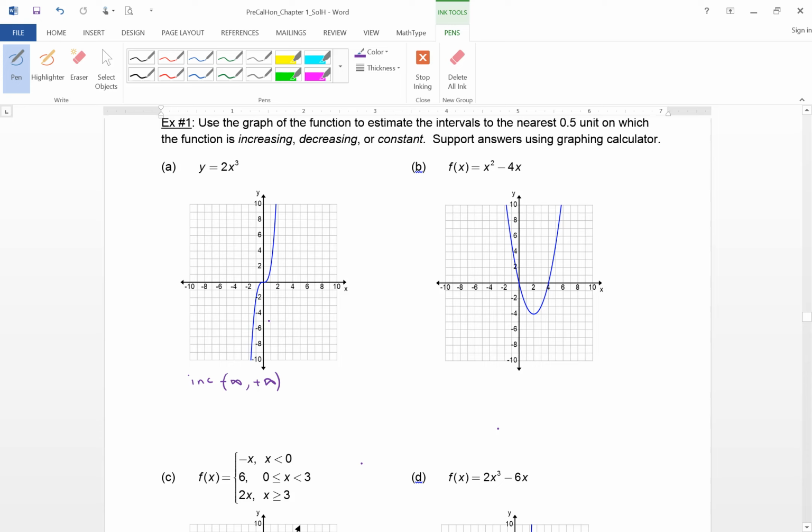Okay? What about this one? Here's where a change happens. Right, so it decreases. What is the interval on which it decreases? Negative infinity to 2. It's decreasing in this region. Okay, and then where is the interval where it increases? 2 to positive infinity.